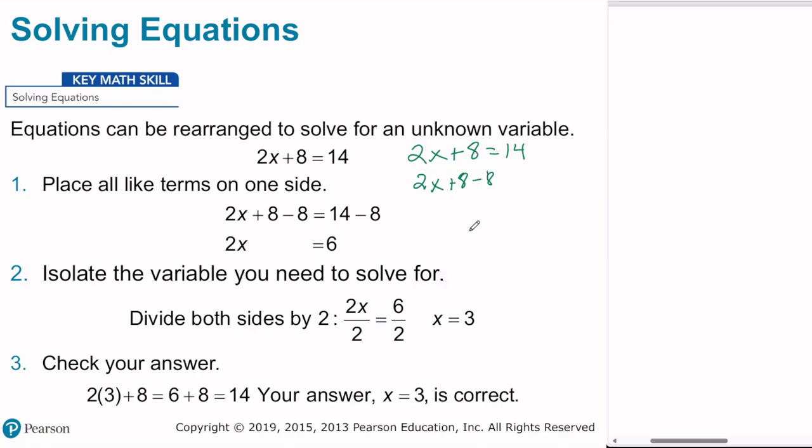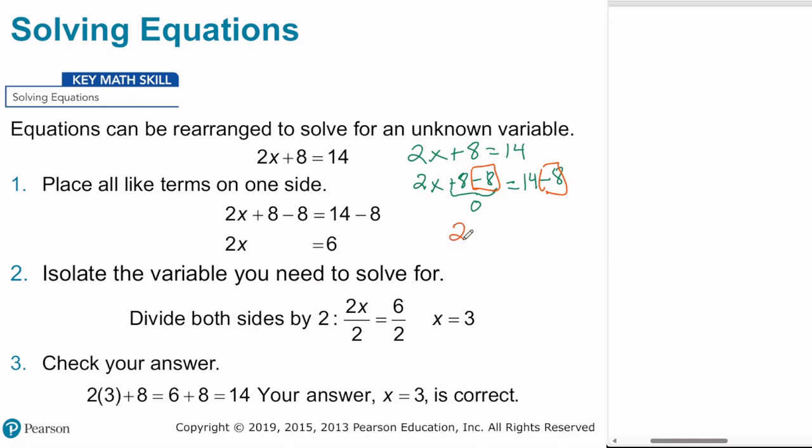Subtract 8 from the left side. Notice that positive 8 minus 8 is 0, so that's going to get rid of the 8 on the left. And that's equal to 14 minus 8. Okay, so we're going to put negative 8 on both sides. Notice that we've got the negative 8 on the left and the negative 8 on the right. So we essentially haven't changed our equation because we did the same thing to both sides.